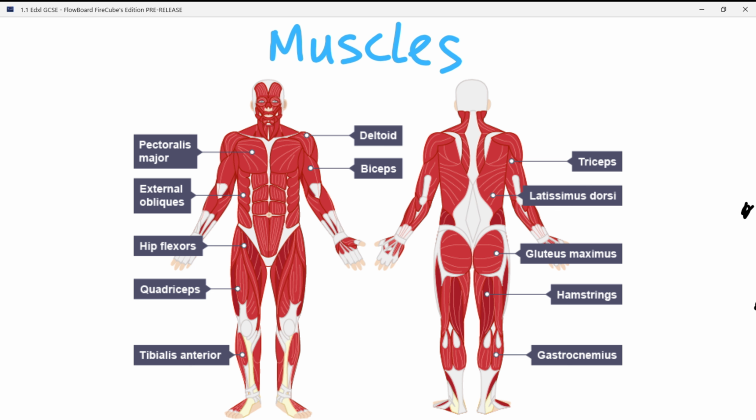Your latissimus dorsi is responsible for adduction of the upper arm at the shoulder and also rotation of the upper arm. Your external obliques are responsible for flexing your trunk or twisting of the trunk. Your hip flexors are responsible for hip flexion. Your gluteus maximus is responsible for hip extension.